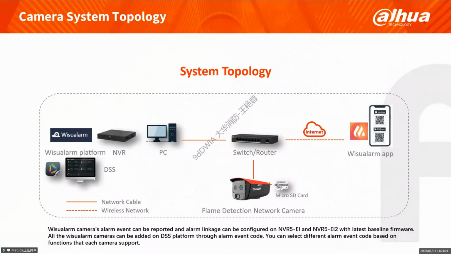And all the Wisualarm cameras can be added on DSS Pro platform through the alarm event code. You can just select the different alarm event code based on the function that each camera supports. So after this serial part, I will show you how we can configure the alarm event on NVR later.